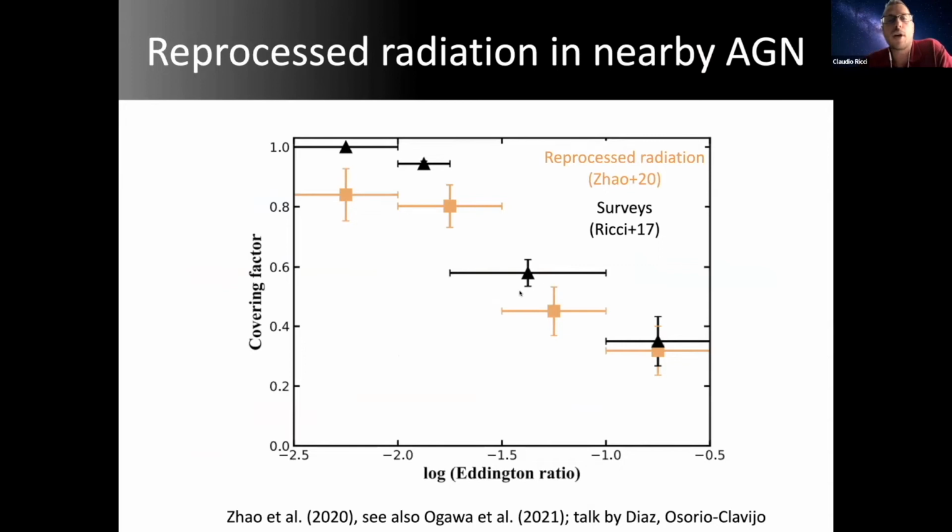As I was mentioning, when one looks at the reprocessed X-ray radiation and does it for a large sample, then one can study and compare the results with surveys. This was done here by Zhao in 2020, who did something very smart. They applied the Borus model, but using as a constraint on the inclination angle some modeling of the narrow line region done by previous studies. And this really reduces the degeneracies, and they were able to find a decline of the covering factor with the Eddington ratio not too different from what we see in surveys.